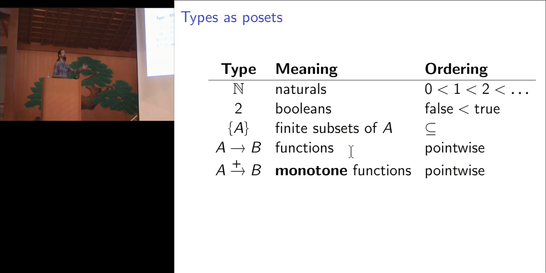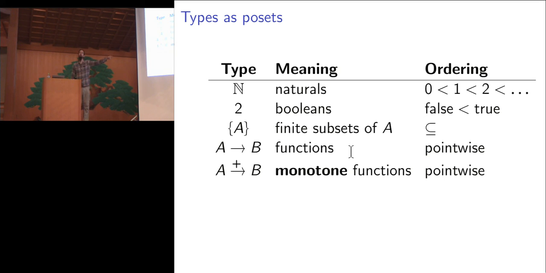So, types as posets. The orderings we put on types are mostly what you would expect. The naturals are ordered 0, then 1, then 2, and so forth. Booleans are more or less ordered arbitrarily. False is less than true. This turns out to be useful for various things. Finite sets are the workhorse type. Almost all of our fixed points will be at this type or something related to it. And they're ordered by subset. One set is less than another if it's a subset of that set.